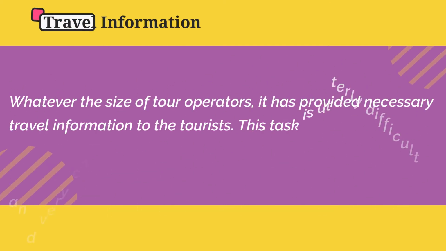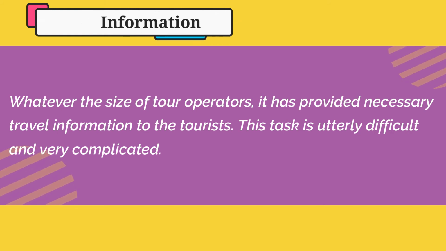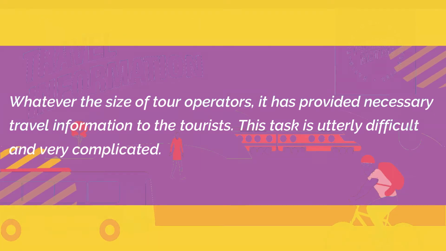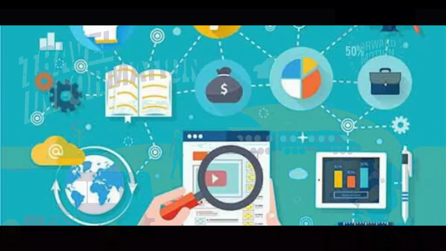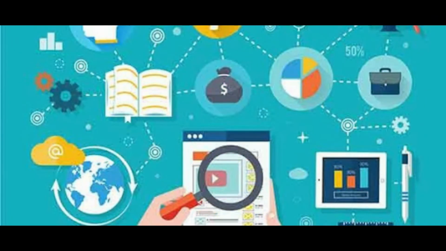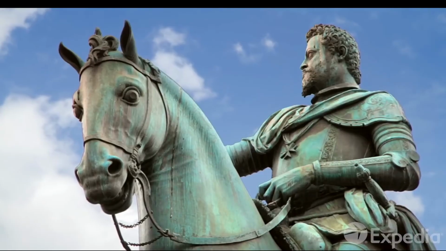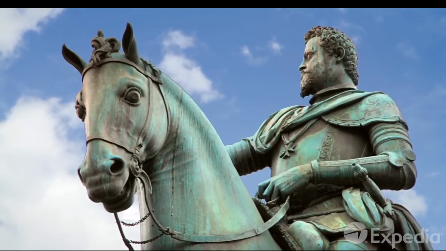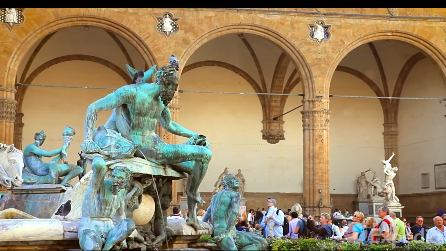Travel information. Whatever the size of the tour operator, he has to provide necessary travel information to the tourist. This task is utterly difficult and very complicated. A tour operator must give up-to-date, accurate, and timely information regarding destinations, modes of travel, accommodation, sightseeing, immigration, health and security rules, and about various permits required to travel in a particular area.